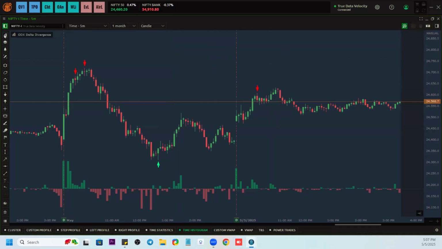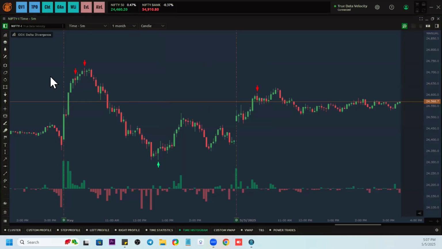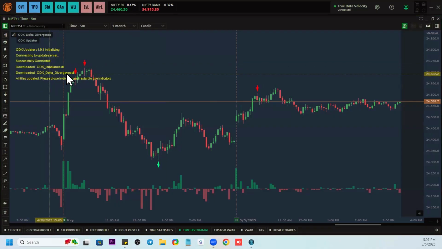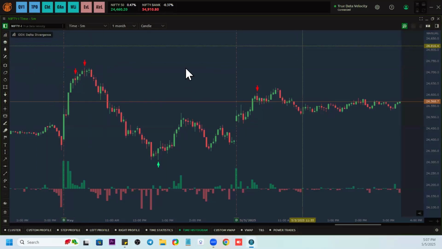Now, the first thing you have to do is run the updater, which is the ODX updater. Once you run this updater, it will download the delta divergence and imbalance, all the new indicators which are there. We have made some changes to the imbalance as well, so it will download that too. Once this is done, you restart Quantower, and then those indicators will work.